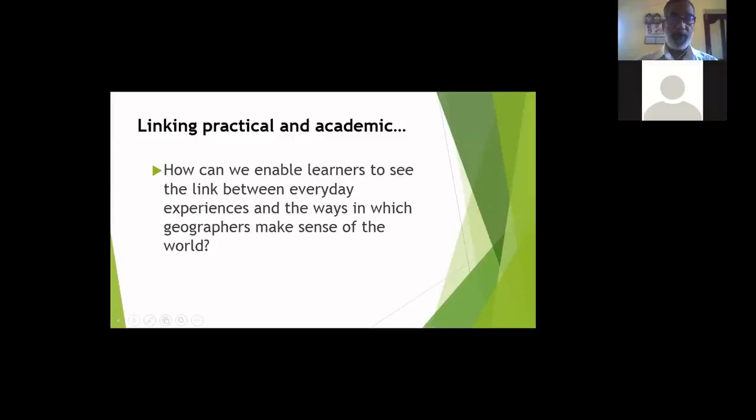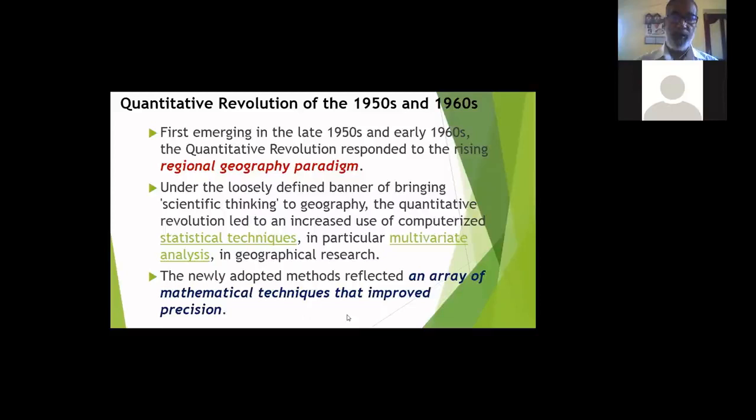Our paradigms have become larger and larger, more complex and more complicated. Paradigms are also ones that link practical and academic work, in the sense that geographers want to make sense of the world and try to understand the world through scientific thinking, developing and generating solutions for problems, developing and generating alternatives to problem situations, where we take advantage of statistical techniques such as multivariate techniques.